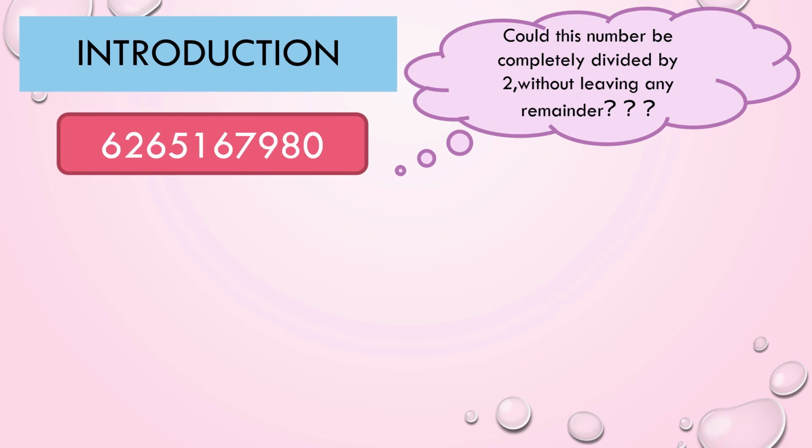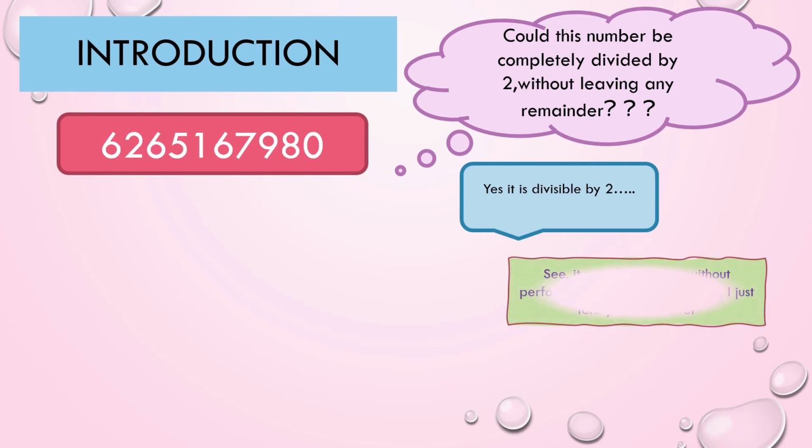See, I am not using the calculator. I am not performing the long division or the short division, but I know that this number is absolutely divisible by 2. ये नंबर 2 से completely divide हो सकता है और आखिर में कोई रिमाइंडर नहीं बचेगा। How? It is absolutely divisible by 2.